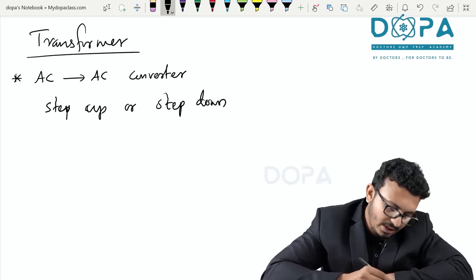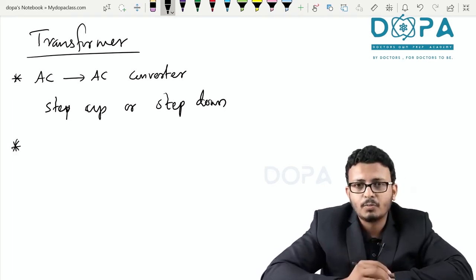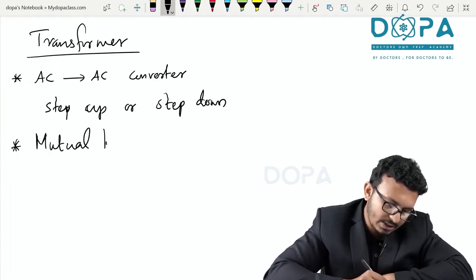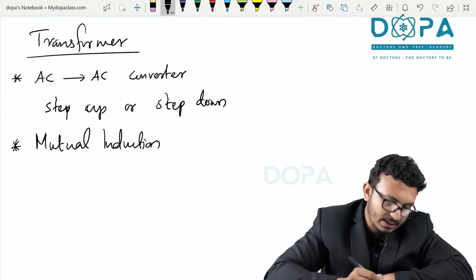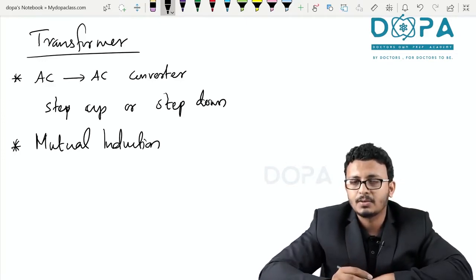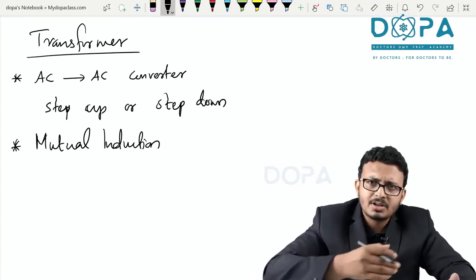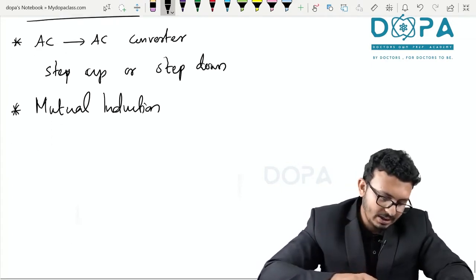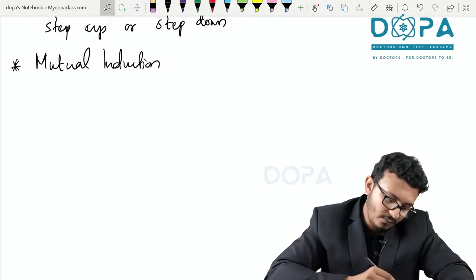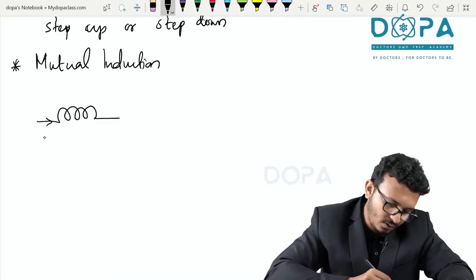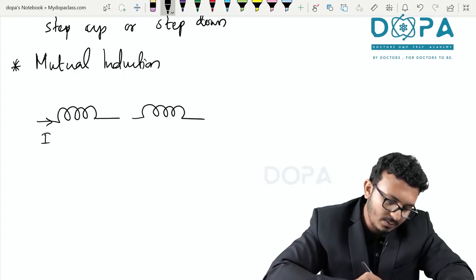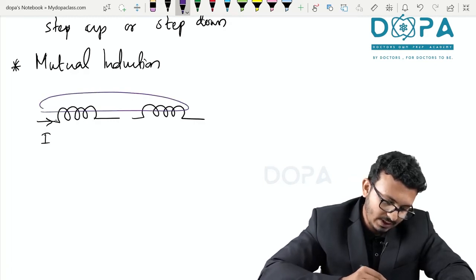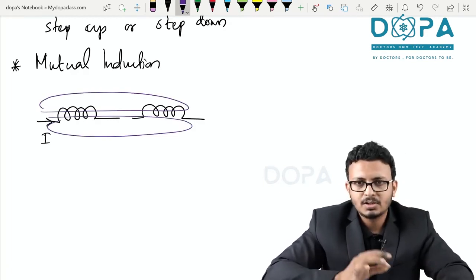The working principle of a transformer is based on mutual induction, which we studied in the previous chapter, electromagnetic induction. The transformer can be discussed in the chapter on EMI or in AC. Anyway, it is there in the textbook in the chapter on alternating current. So what exactly is mutual induction? Whenever there is a change in current in the first coil, there is an induced EMF or induced voltage in the second coil. Mutual induction is due to the flux linkage between the first and second coils. This is the basic idea.